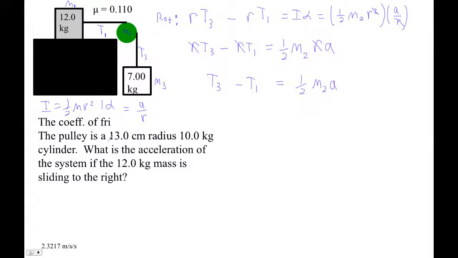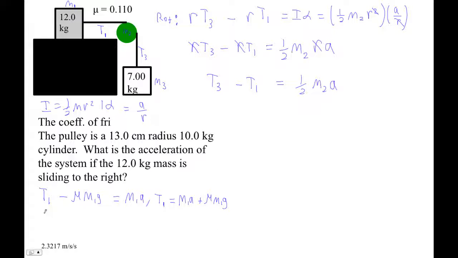All right. Now what we have to do is set up expressions for these guys, for T3 and T1. Okay? For T1, it's pretty easy, right? We've got T1 minus the force of friction, which is going to be mu M1 G, is equal to M1 A. So the tension T1 is equal to M1 A, the force needed to accelerate that plus the force needed to overcome friction, right?